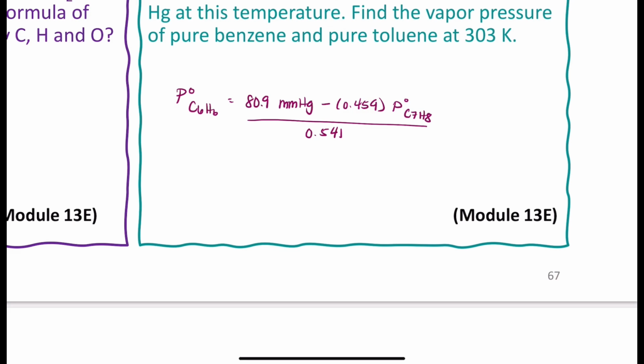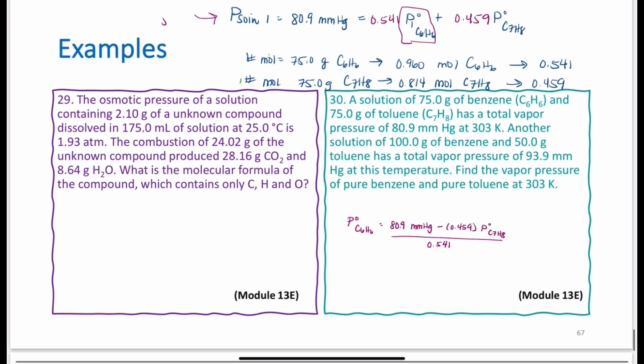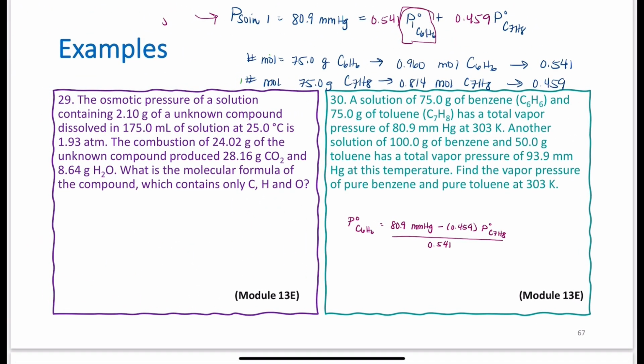Why did I do that? Because I'm going to have two equations soon, and two unknowns, and I need to find a way to substitute. So again, what I did was solve for this in the equation. Okay, I isolated that here. I'm going to do the same thing for the other set of conditions. Because this was for the first set of conditions, where there's 75 grams of each. But it's also telling me if I have 100 grams and 50 grams of benzene and toluene respectively, what the vapor pressure of that solution is. So I'm going to take advantage of that as well.